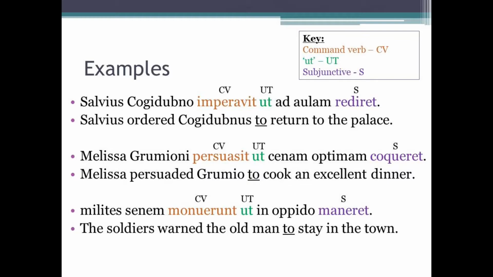And you'll notice in each one of these examples, there is a command verb highlighted in brown font, ut, which is marked in green font, and a subjunctive in purple font. And in each one of these English translations, ut has been translated with the word to.